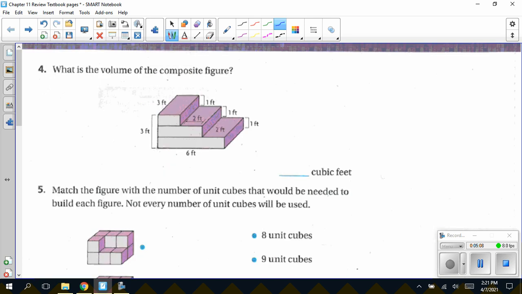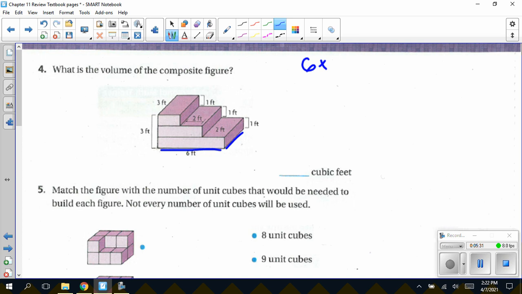Moving on to the next page, number 4, they want to know what is the volume of the composite figure. So this was back from lesson 11. So I'm going to work from the bottom prism on up to the smallest prism. So I see that the length of this bottom prism is 6 feet.